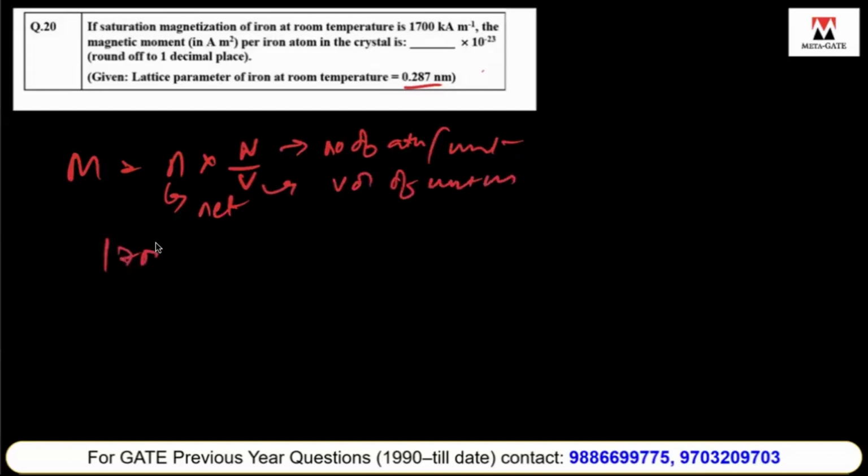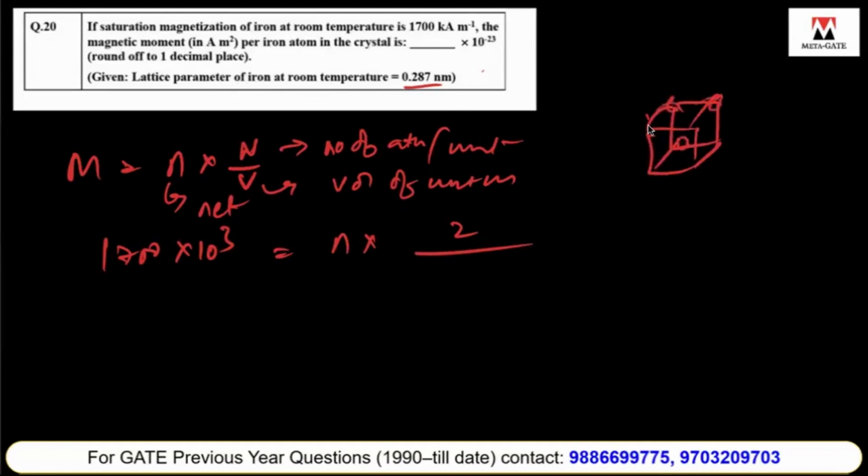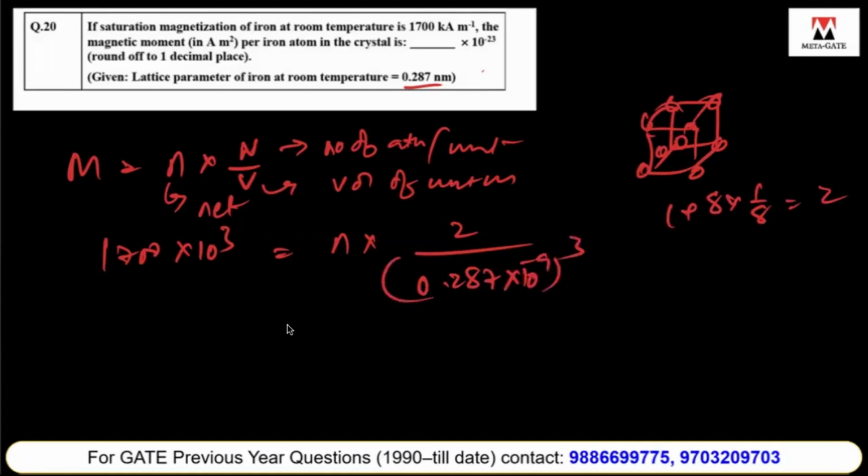and V is the volume of the unit cell. Now it is given as 1700 into 10 power 3 equals n into 2 by, as it is BCC. At room temperature, iron is BCC structure, right? BCC has atoms on the body center and corners, so it has totally 1 plus 8 into 1 by 8, which is 2 atoms, divided by 0.287 into 10 power minus 9 whole cube. And this gives n equal to 2 into 10 power minus 23 ampere meter square. So the answer is 2.